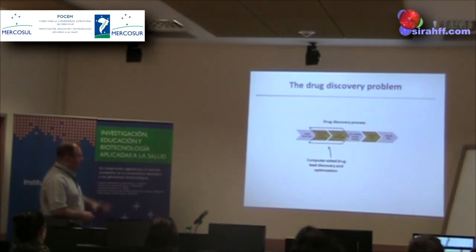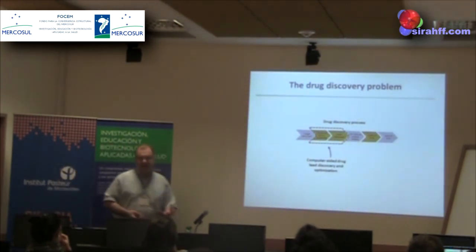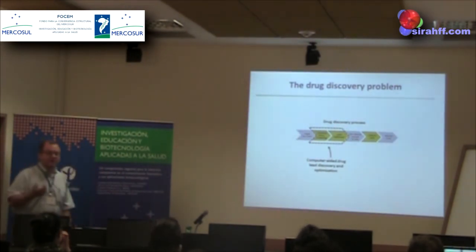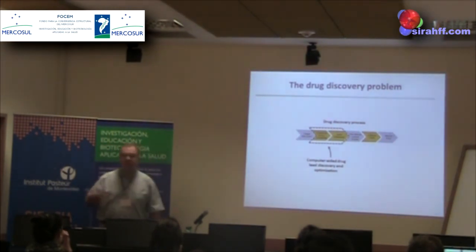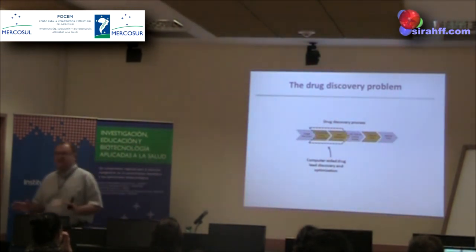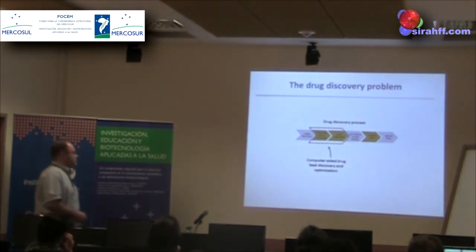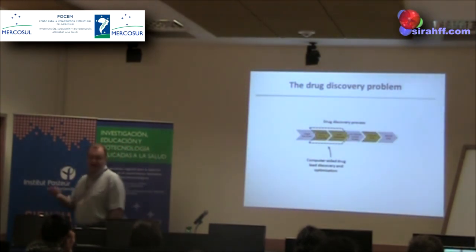So once you have your target, what you need is to screen a chemical library. And after that, you get some hints. You see that the molecule binds the target at 100 nanomolar. Well, this is an interesting thing. Now I'm going to optimize it. Suppose that you optimize it and you get a beautiful molecule that binds at 1 nanomolar.